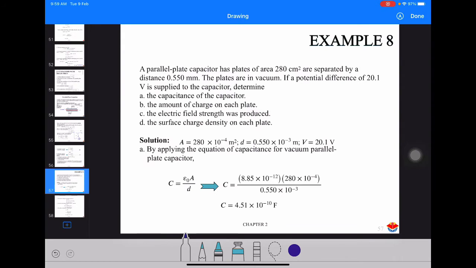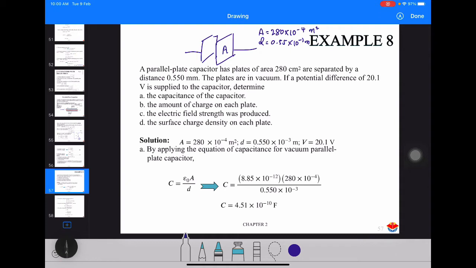Example number 8. A parallel plate capacitor has plates of area 280 cm squared separated by a distance of 0.55 mm. Maybe you can try to draw it roughly. Let's say I have two metal plates. The area is A equals 280 times 10 to the negative 4 meter squared. I just changed it to SI units. Because you have a constant inside this equation, we need to use SI units. Distance D is 0.55 times 10 to the negative 3 meter.